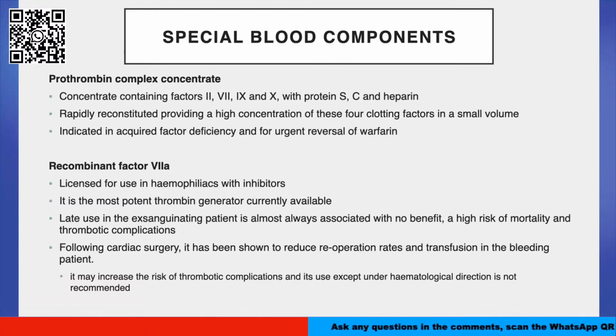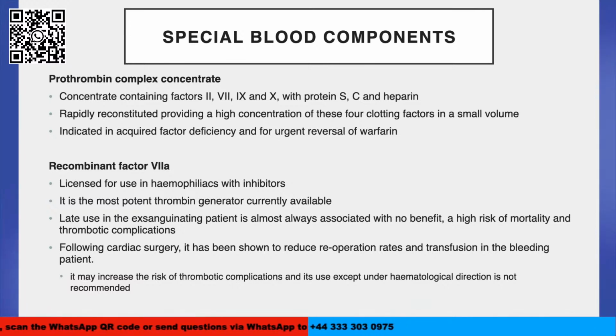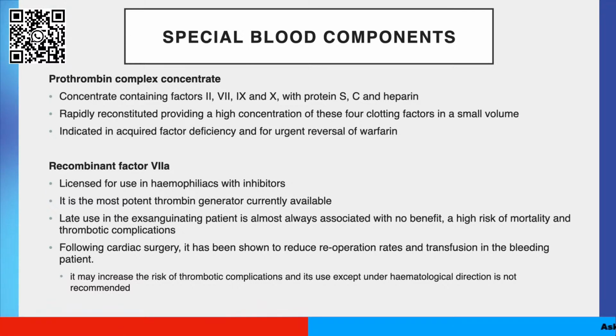I'm also going to mention recombinant factor 7A, which is licensed for use in haemophiliacs. It is the most potent thrombin generator currently available. However, if it's used late in exsanguinating patients, it has a poor mortality benefit and is often associated with complications. In cardiac surgery, it has been shown to reduce reoperation rates and transfusion in a bleeding patient. However, it may also increase the risk of thrombotic complications, and therefore it should really only be used with specialist haematological advice.